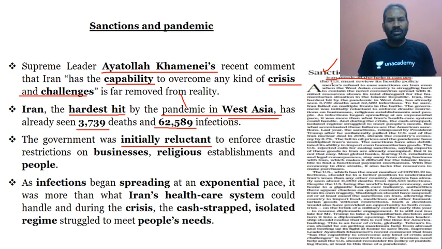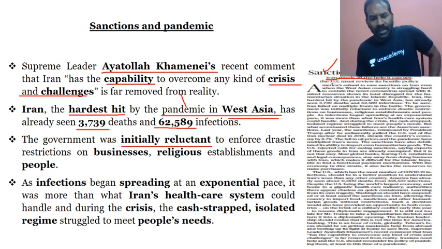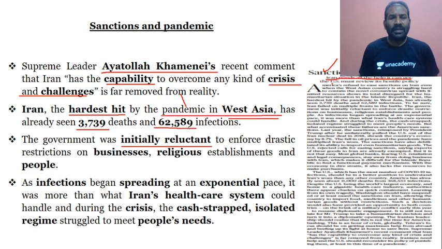But they haven't gone for any kind of drastic restrictions, and the business was as usual, and all the religious establishment and the people were moving ahead, or doing their jobs as usual. The business was as usual from a business point of view, religious, and also in regards to the people. As it was initially reluctant and did not go ahead with strict measures, the spread of the virus has been very virulent in West Asia, that is in Iran.